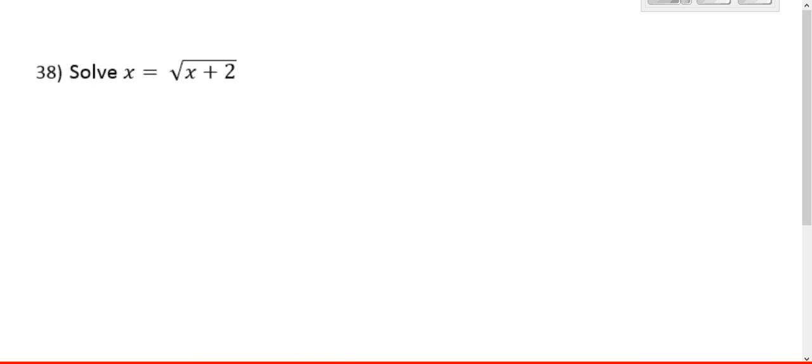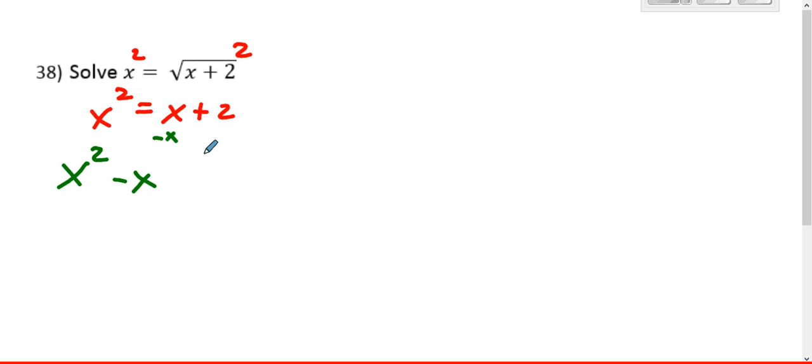And yet another one. Same thing, square both sides because the square root's already isolated. We don't have to FOIL out, so it's a little bit easier. You still need to move everything to one side. That's x squared minus x minus 2 equals 0. And now factor it.